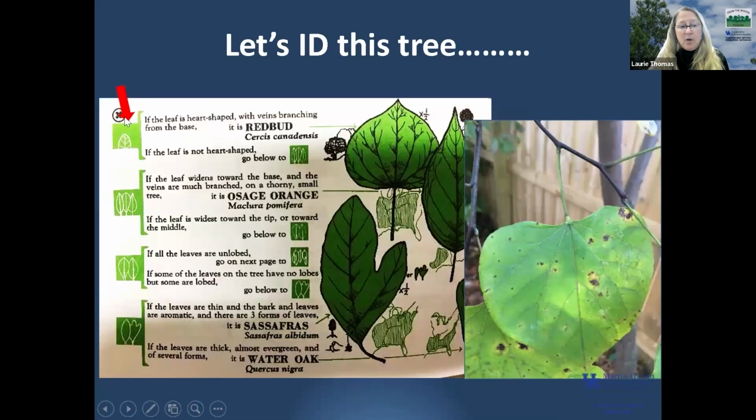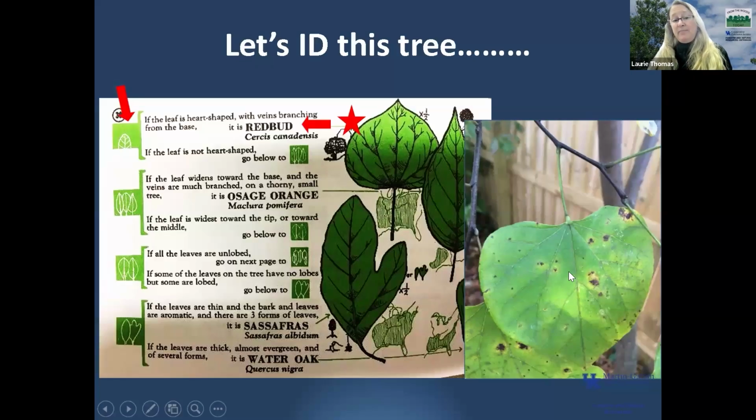It's the top logo here, that top bracket. Now it asks us if our leaf is heart-shaped with the veins branching from the base. Well, hopefully you all can see that this leaf is pretty heart-shaped. It was the one we used as our example with that cordate or heart-shaped leaf base. It is, and all of our veins radiate from that main part where it's attached to its stem.